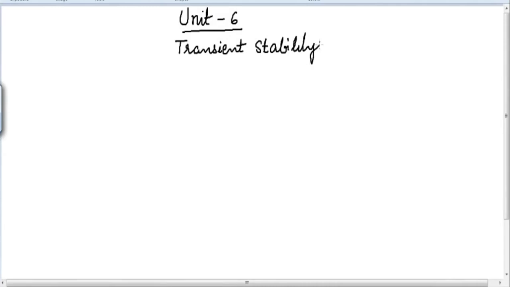So unit number 6 is about transient stability. So we are particularly focused on transient stability only. In this particular unit, we are going to focus on the transient stability and the various methods with which we can analyze the power system in terms of the stability.